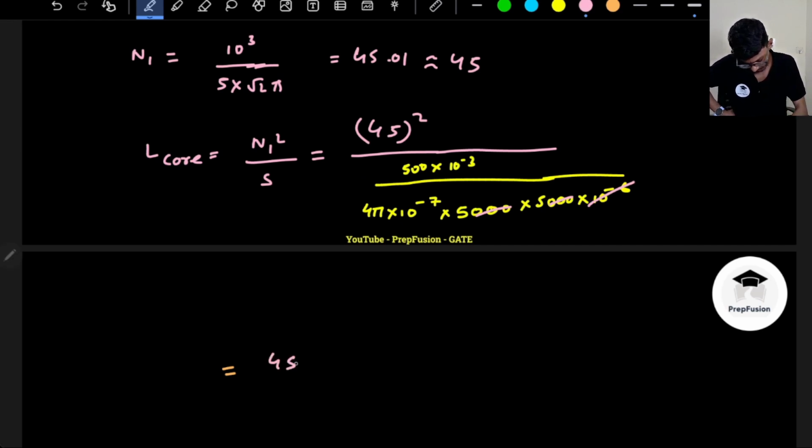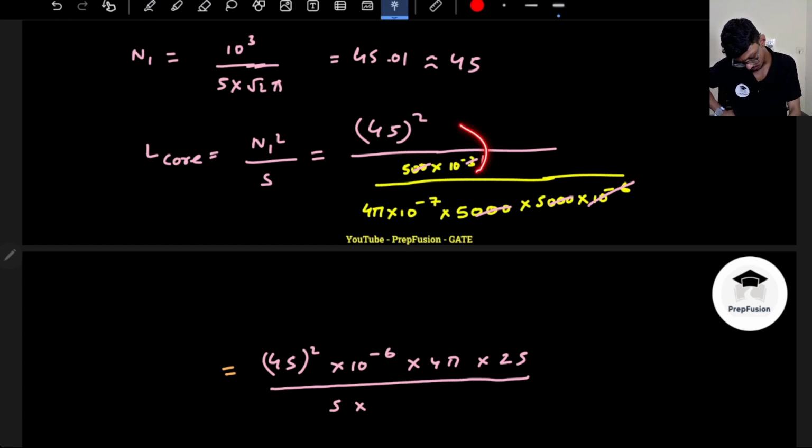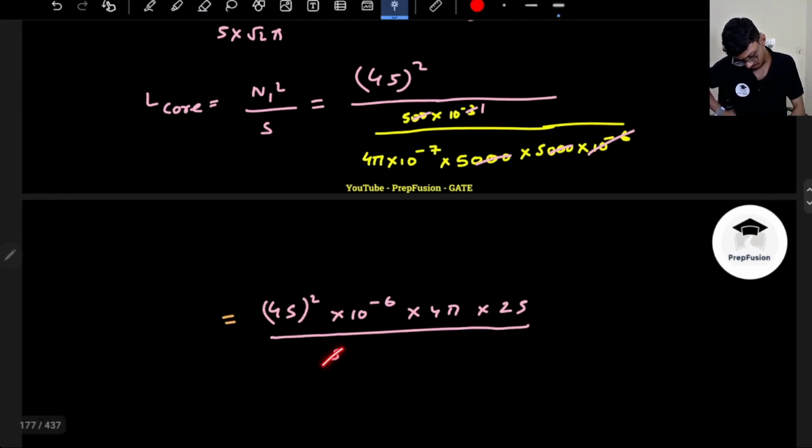So this is 45 whole square, and this is 10 raised to power actually minus 1. Okay, so this will be 10 raised to power minus 6 into 4 pi into 25, divided by 5 into 10 raised to power minus 6, right? That is already taken care of. This 10 raised to power minus 1 actually goes at the top to take care of this. So this is 5 only. This will cancel out, so this will be 5.